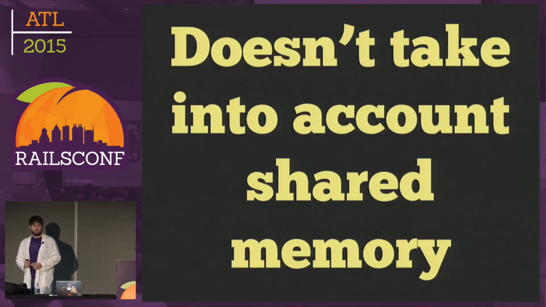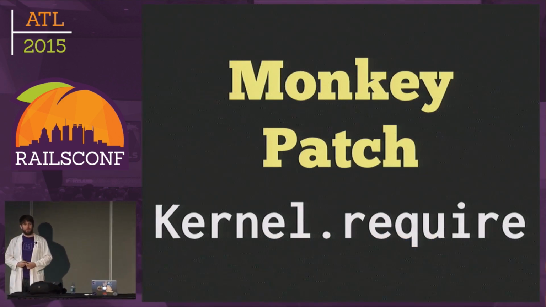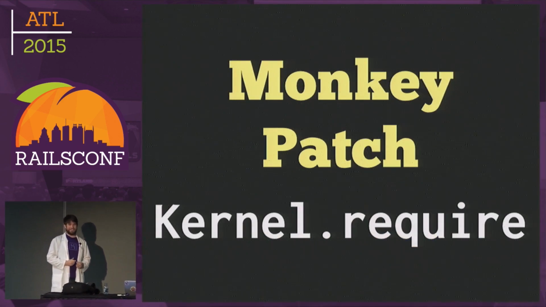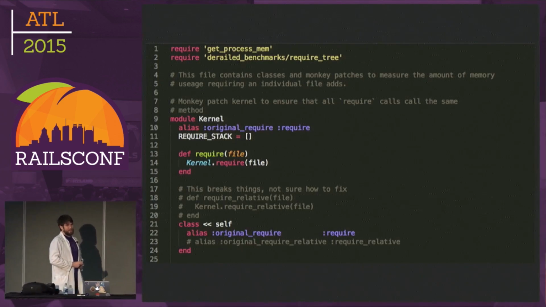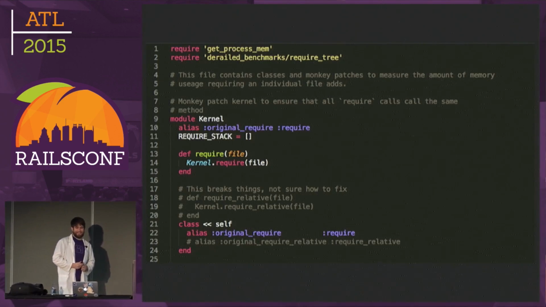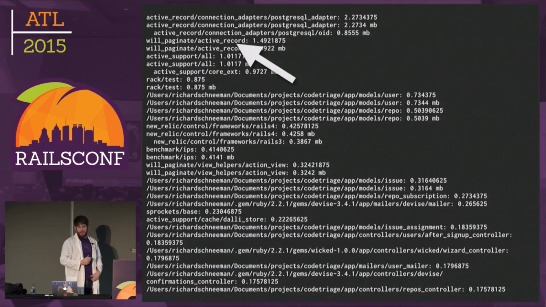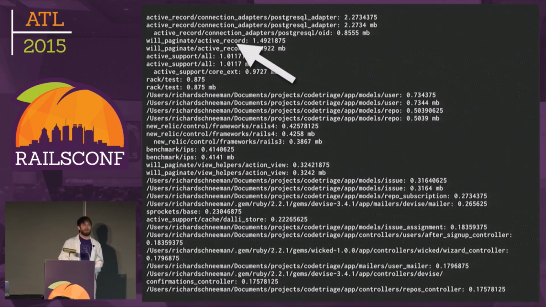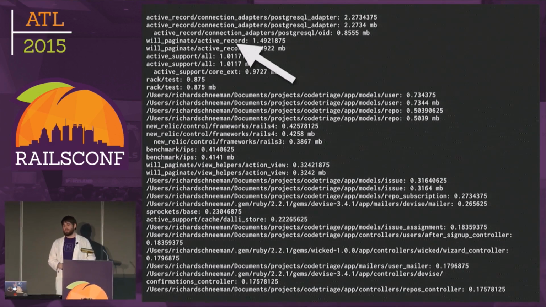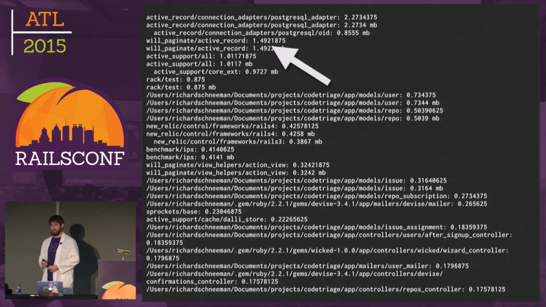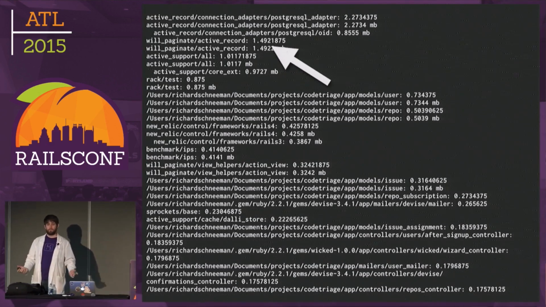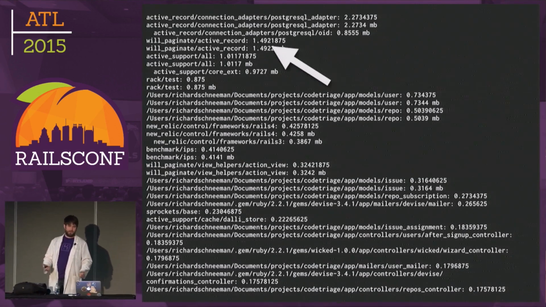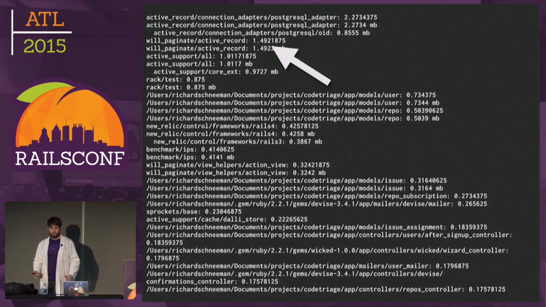The next thing we're going to do is monkey patch Kernel.require because we can, and it's awesome. Okay, and then we're going to run it, and we're going to get an output like this. It's going to spit out every single file and the associated cost. So here it looks like will_paginate's active_record costs 1.49 megabytes, which is a little large, but I don't think that's where our big problem is.